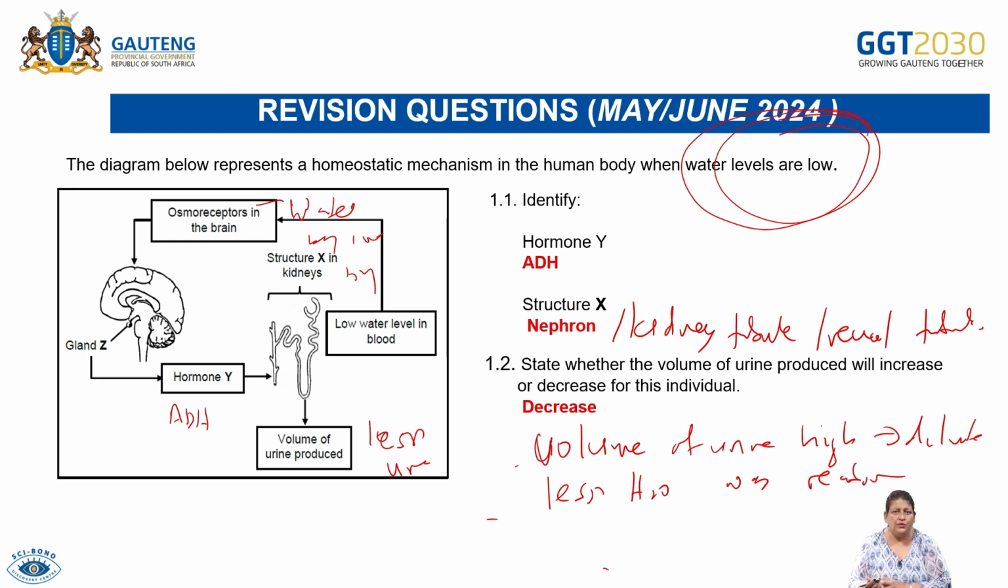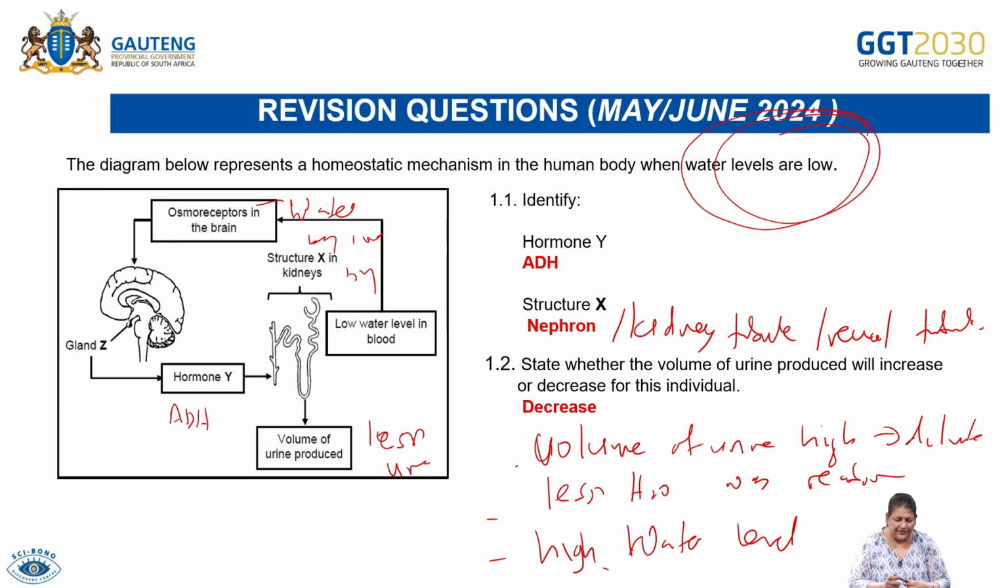Why will you afford to pass more water into your urine? Because the water level in your blood was high. So the water level in your blood was high. High water levels in the blood will cause more water to be excreted in the urine because less water was reabsorbed. And why was less water reabsorbed? Less ADH was secreted. Okay? Do you understand that one?